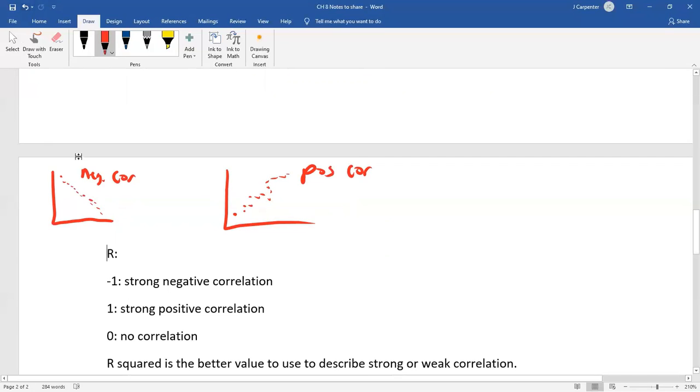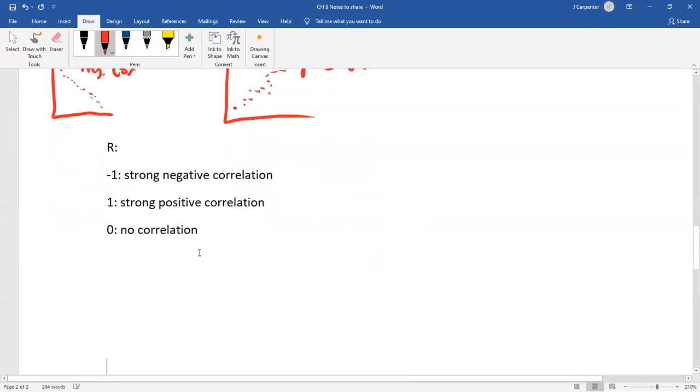So if the R is negative, it means the slope of the line is negative. If the R is positive, it means the slope of the line is positive. That's a very easy thing to associate between them. The closer to 1 or -1, the stronger the correlation. So 0 means no correlation.